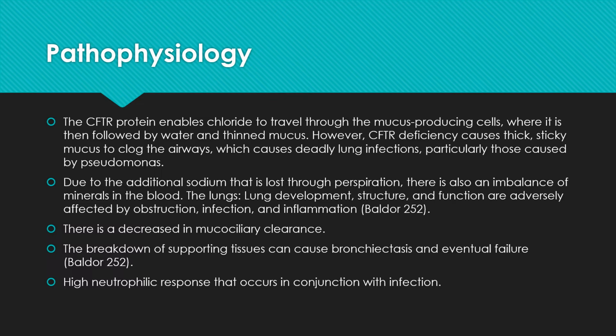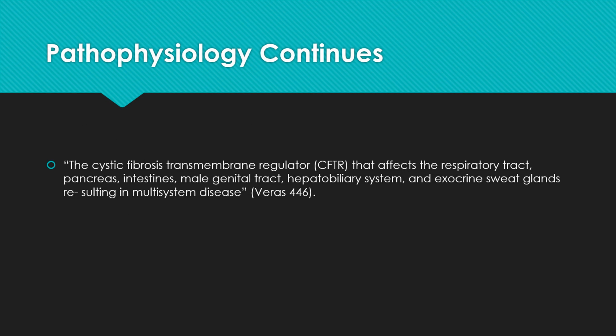There is a decrease in the mucociliary clearance. The breakdown of supporting tissues can cause bronchiectasis and eventual failure. There is a high neutrophilic response that occurs in conjunction with infection. The pathophysiology continues. The cystic fibrosis transmembrane regulator, or CFTR, affects the respiratory tract, pancreas, intestines, male genital tract, hepatobiliary system, and exocrine sweat glands, resulting in multi-system disease.